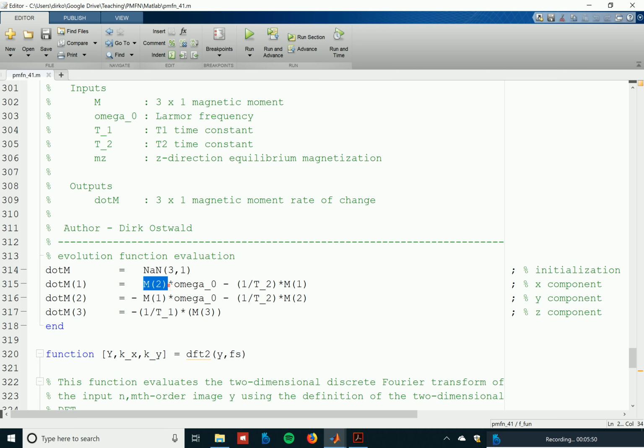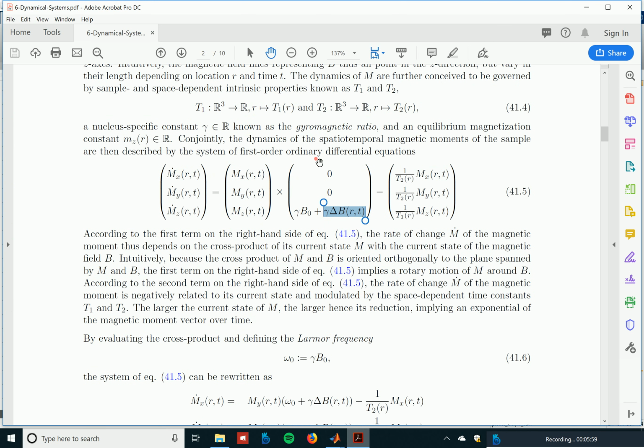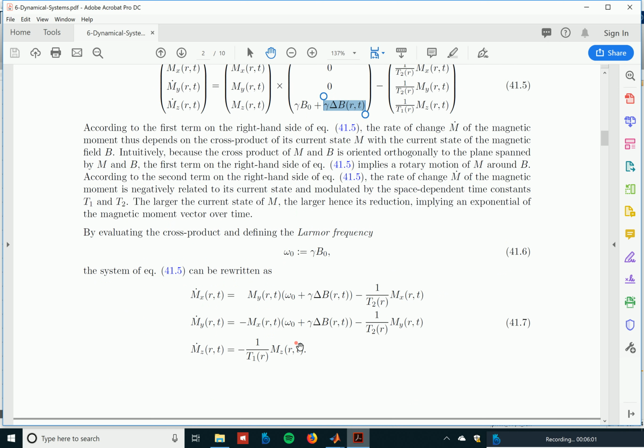So my times omega 0 minus 1 over T2 times m1. So that's the x, y, and z components according to the differential equations after solving the cross product. So that's this, but for delta B being 0. Yeah. So this again. So if you think currently things are getting a little bit out of hand in terms of complexity, really go over the stuff that we went over before Christmas, and then see the parallels to what we're doing now.